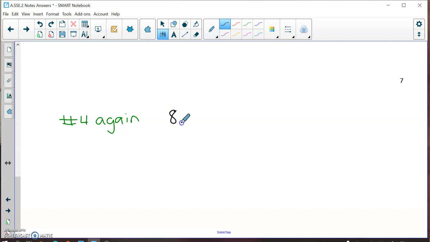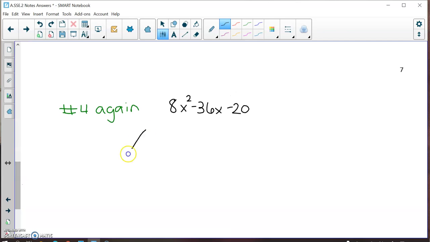Rewriting that problem, I have an 8x squared minus 36x minus 20. Let's say that you forgot to take your GCF out from the beginning, and you jump straight into your x method. And so you have a times c, which would be 8x squared times a negative 20, which is a negative 160x squared. And your b value is a negative 36x. Two numbers when multiplied together equal a negative 160x squared, but when added together equal a negative 36x. That's going to be a negative 40x and a 4x.